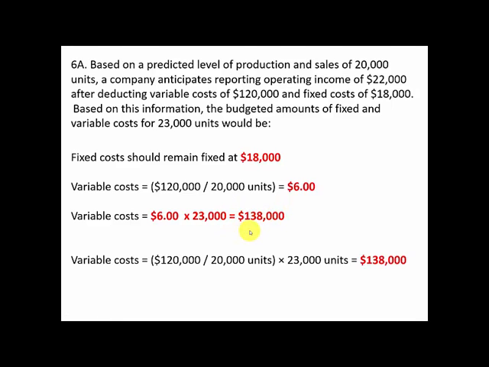Another way to say the same thing would be 120,000 divided by 20,000 units at the old level, which would be $6 per unit, times the new level of volume, 23,000 units, which is 138,000. Either way you want to figure it.